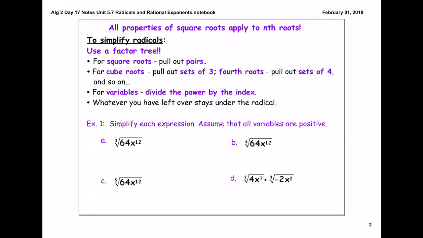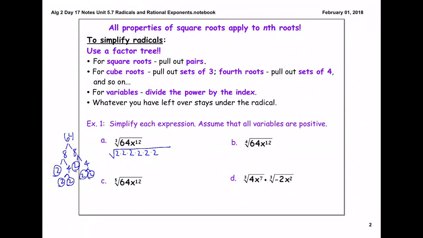So let's take a look at example A. We want to make a factor tree for 64. So 8 times 8 is 64. 2, circle it, it's prime. 4 is not prime. Keep going. After you come up with the complete prime factorization of what's underneath your radical, you can write it out: 2 times 2 times 2 times 2 times 2 times 2.